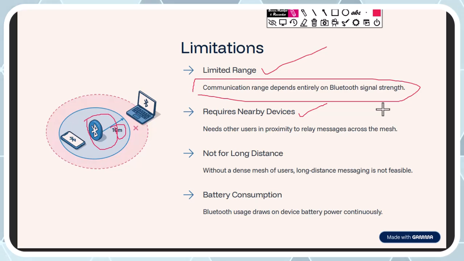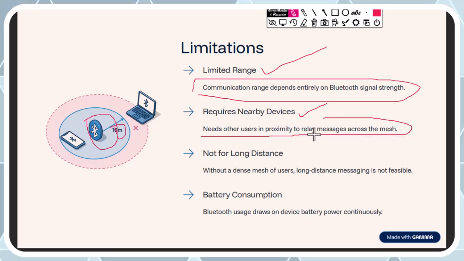Required nearby devices. Actually, a nearby device works like a bridge. It will access the data from node 1 and transfer it to node 2. They are using relay technology. Required nearby devices means you need other users in proximity to relay messages across the mesh. Relay message means you access the data from one node and transfer it to another node. It's a relay.